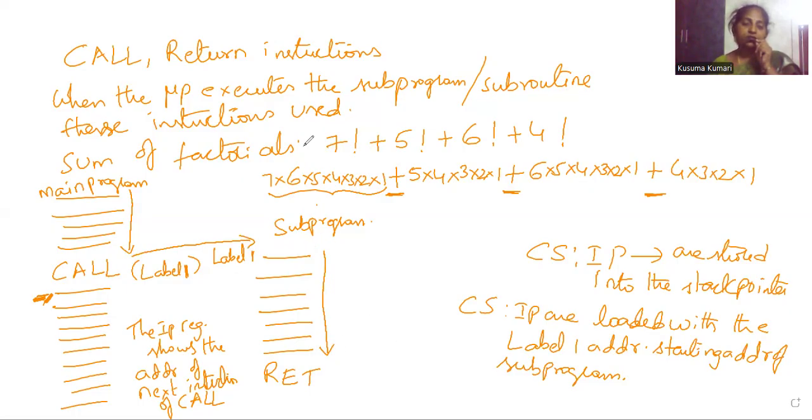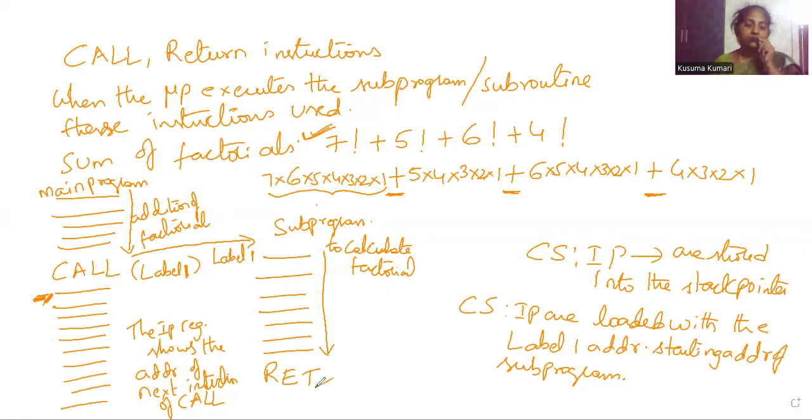For this example, we can write the subprogram to calculate the factorial number, and we are writing the main program as the addition of factorials. Likewise we can write the program. So when the CS and IP are loaded with the label 1 address, the starting address of the subprogram, the microprocessor executes the instructions sequentially.